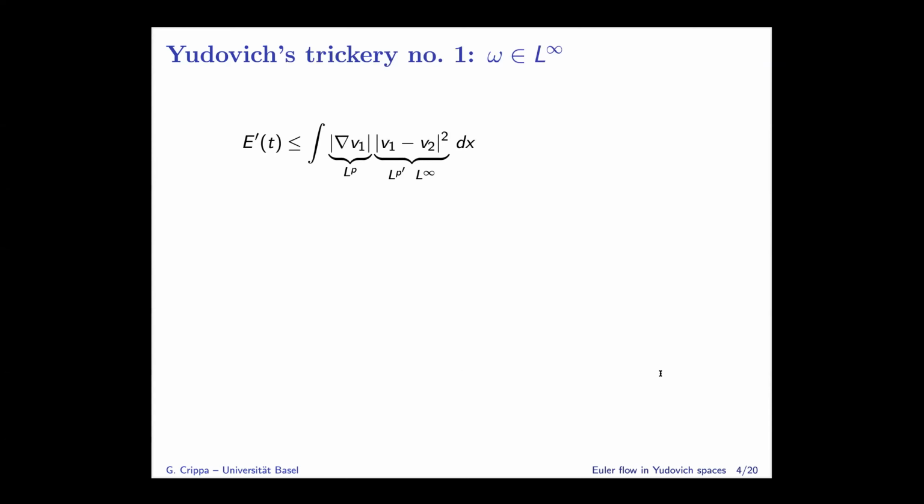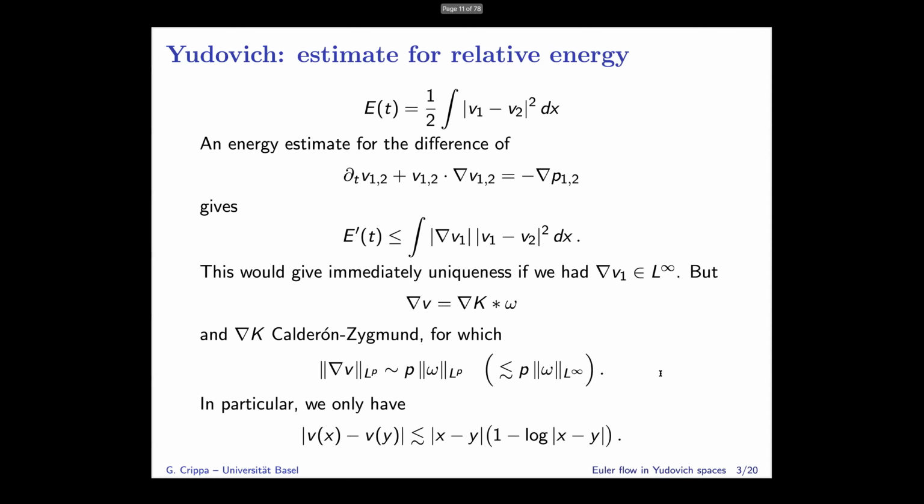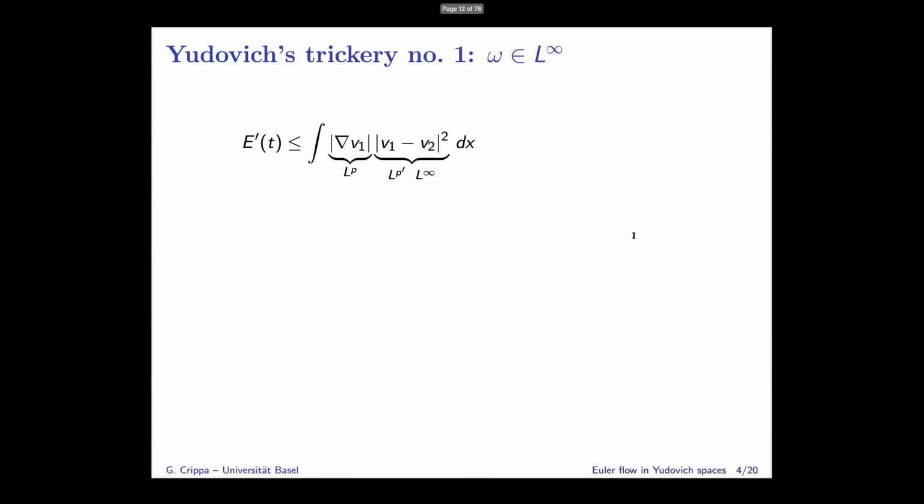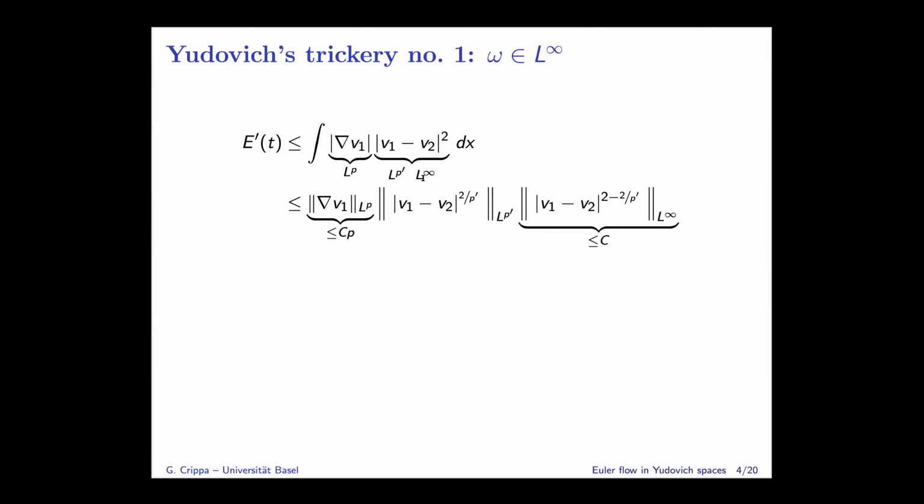Great. So there are two tricks Yudovich used in two different papers, in fact. In the first one, we go back to this estimate we had here: E prime controlled by grad v1 times the square difference of the velocities. Then you decide to split. The gradient of v1 we estimate in L^p, think of p large. And then we put the dual p prime on the difference of velocities squared, and we split that also, a little in L infinity, a little in L^p prime. The point being the velocities are uniformly bounded in L infinity. If the vorticities are in L^p with p larger than 2, then this goes into a constant.